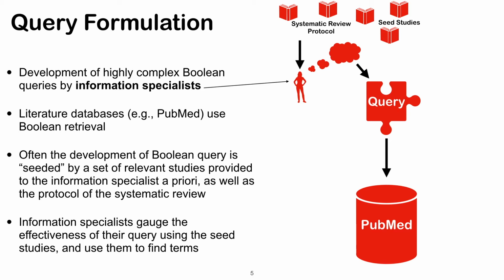The protocol of a systematic review, which is a document containing the title, research question, inclusion and exclusion criteria, among other information, is also used to develop the query. Information specialists then often gauge the effectiveness of the query using these seed studies, as well as use them to identify terms to add to the query.